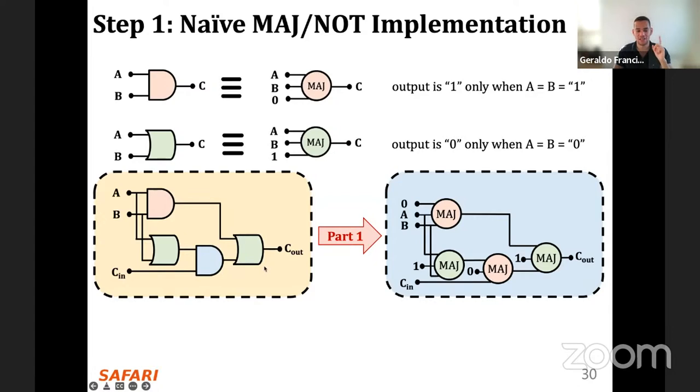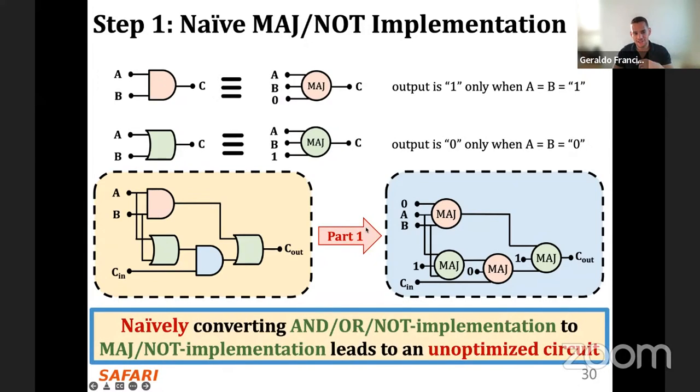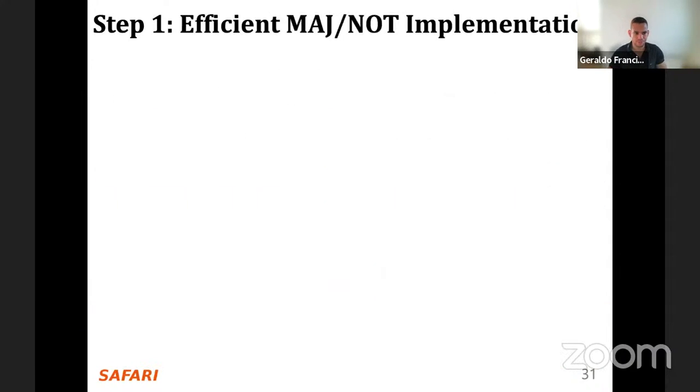This is actually just the Cout part of the adder, so the carry propagation. If you want to convert this graph into the majority representation, we can just use the equality that I just showed on the top and replace each one of those AND/OR gates with majority gates. However, naively converting this AND/OR/NOT implementation of our circuit into a majority/NOT implementation is going to lead to an unoptimized circuit, as I'm going to show next.